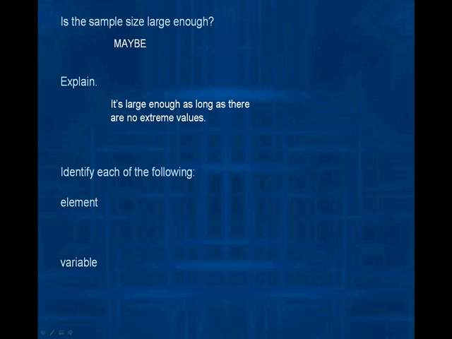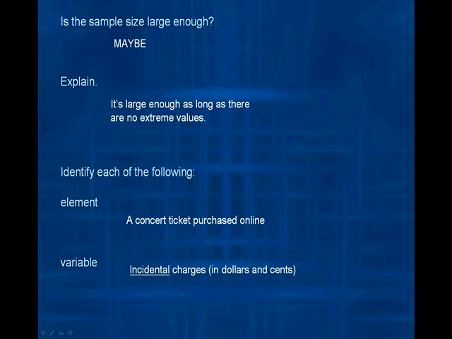I also asked you, just as part of a review from the last test, to identify each of the following for this problem. An element then is just a concert ticket, one concert ticket purchased online. And the variable is the incidental charges in dollars and cents. It's not the price of the ticket because it's just asking about the incidental charges, like tax, parking, handling fees, and that kind of thing.